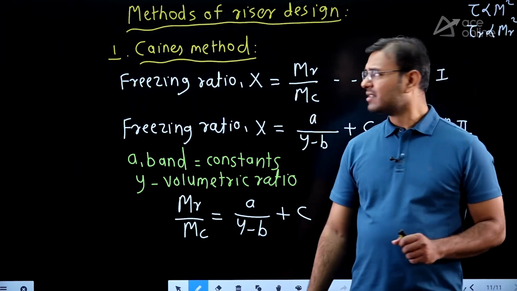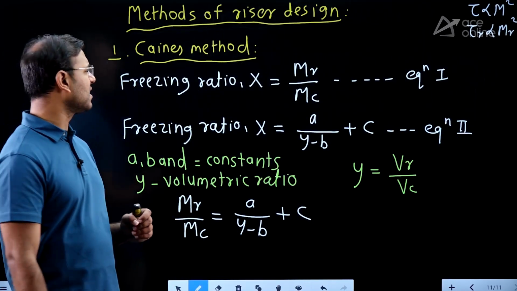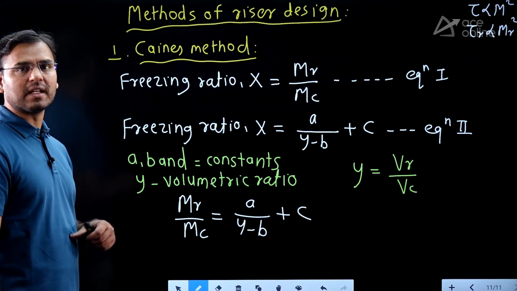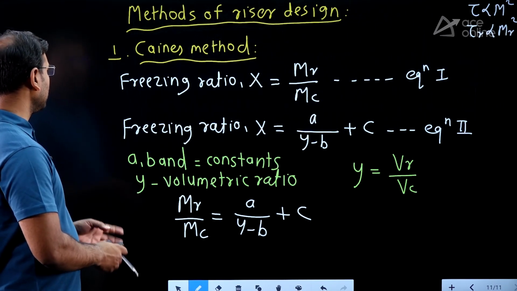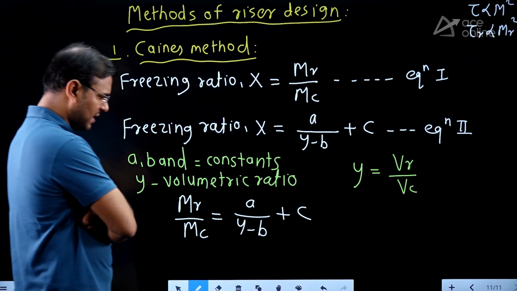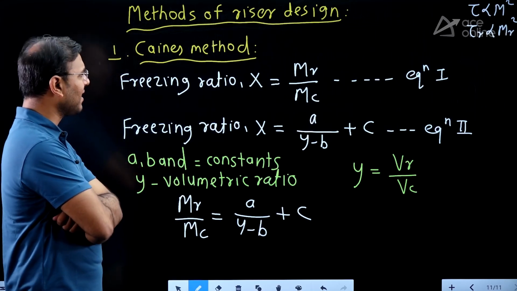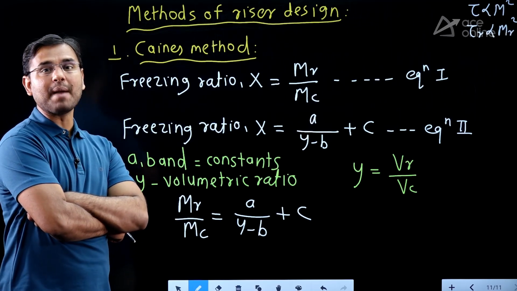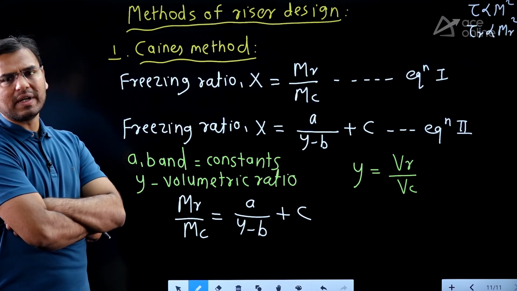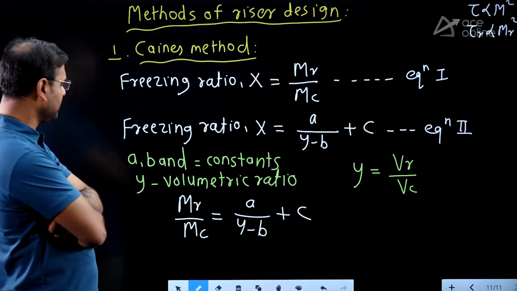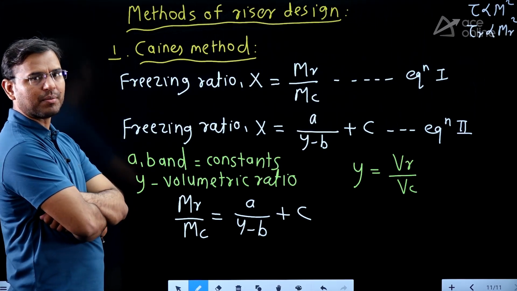Now guys, this is the Keynes method, and as I said, these are the methods of riser design, and there are a total of 4 methods of riser design. Now you are going to learn the first method here, the Keynes method. In riser design we have to calculate the dimensions of riser: the diameter of riser and the height of riser. Then how to calculate the diameter and height from this equation? This is a very big question.